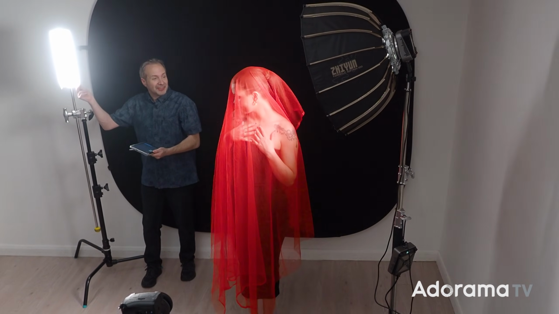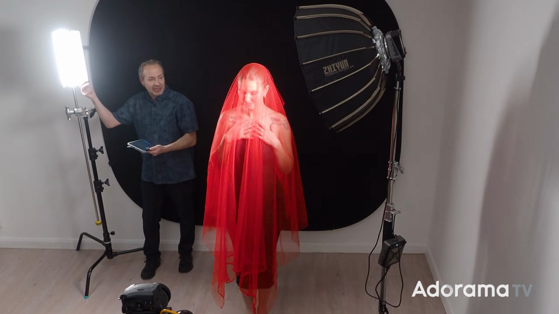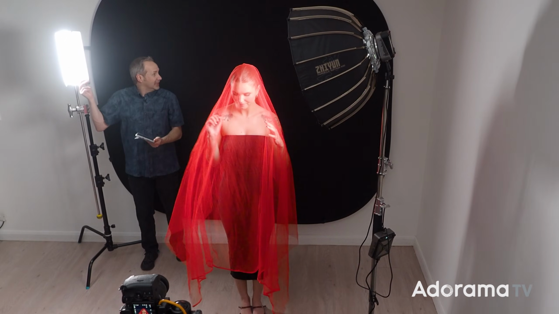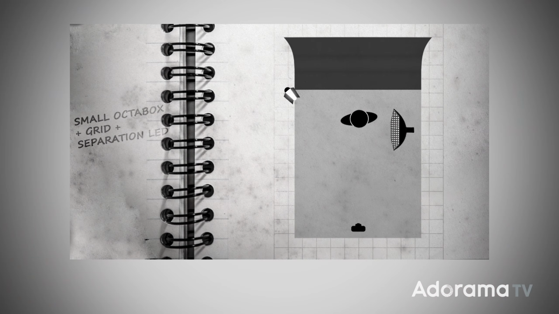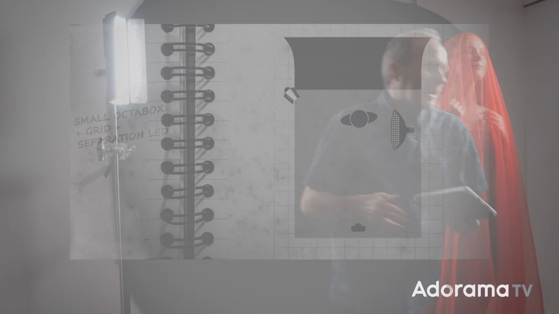Now that means I can actually adjust the light so I know it's going to hit Chloe, but I can also make sure that it doesn't reach the background because I don't want this black to go grey. I can also stop it hitting the lens of my camera to reduce flare and lower the contrast that way.